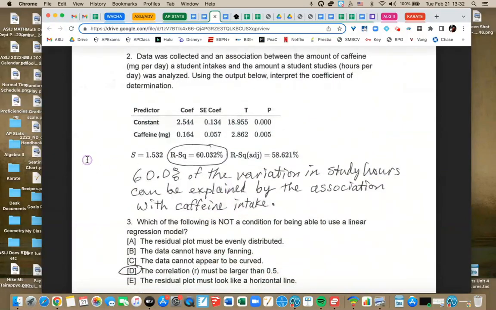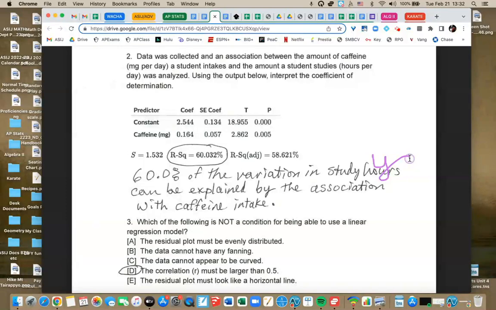Number two, R squared. This sentence we need to memorize: 60% of the variation in study hours can be explained by the association with caffeine intake. It's always the same thing. Whatever R squared is, you start off with that percentage. The variation in those Y values, right? So this is the Y value always. Y units, I should say, are the context.